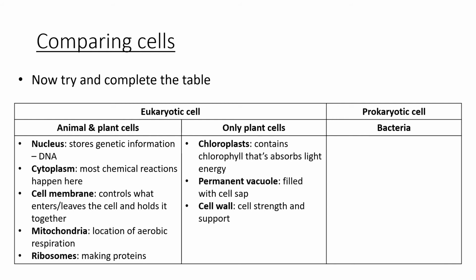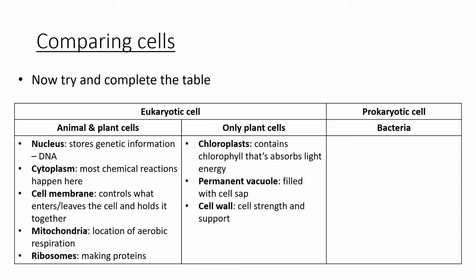Now what you should be able to do is recreate the table from the start of the presentation, where you have the eukaryotic cells, the animal and plant cell structures, the plant cells only structures, and then a third column for your prokaryotic cells, and be able to identify the structures in there as well as the functions of each structure. Pause the presentation, have a go at that now, and then restart when you're ready.